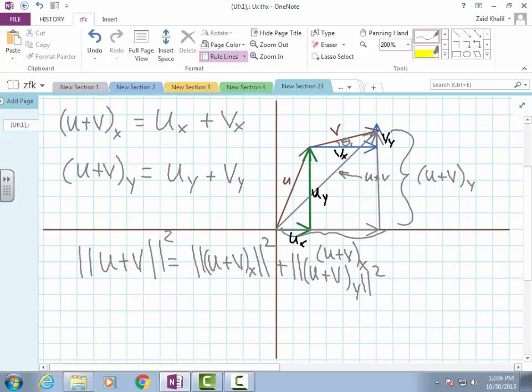The sine of that angle? Sorry, tangent. The tangent of theta 1 equals Vy over Vx. Likewise, what would you say about this angle? The angle between you. Call that theta 2.